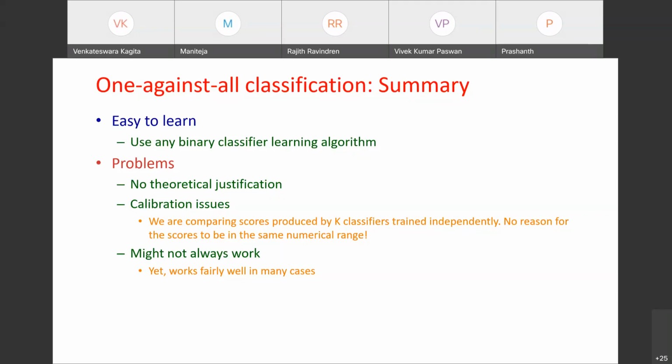It works fairly well in many cases practically. Though there is no theoretical justification for this, it works fairly well in many cases when you implement it practically. So that is the summary of one against all classification.